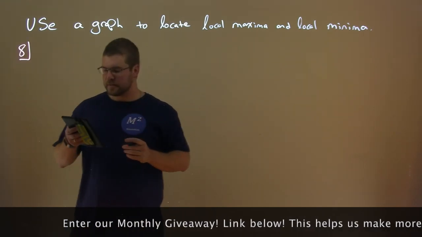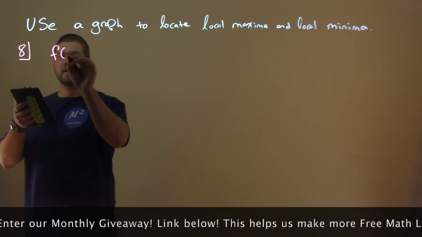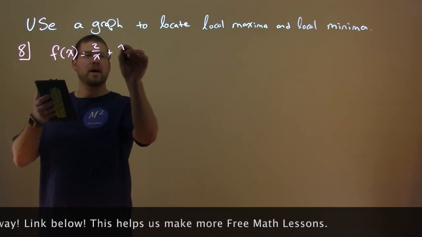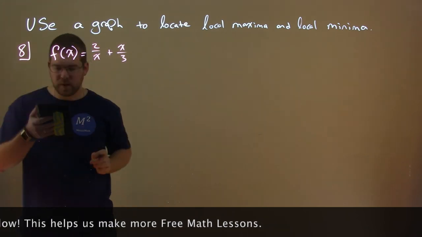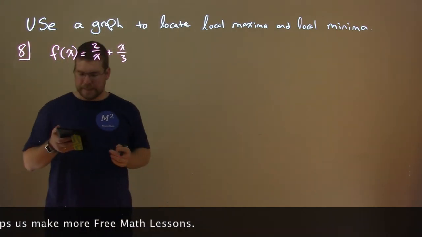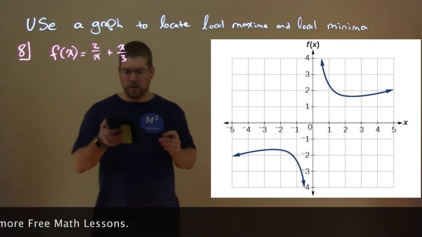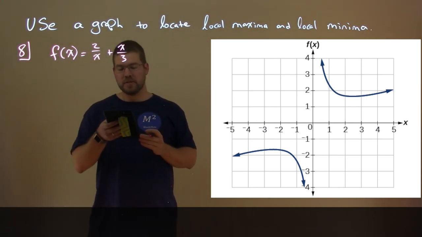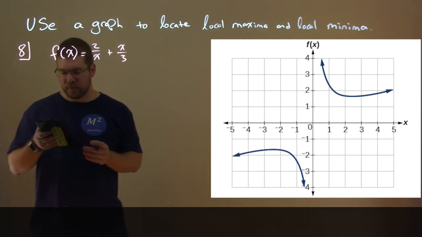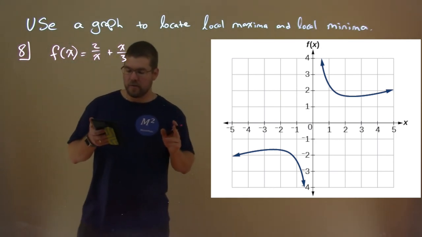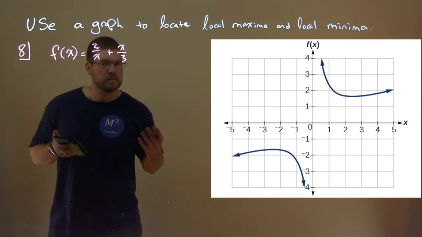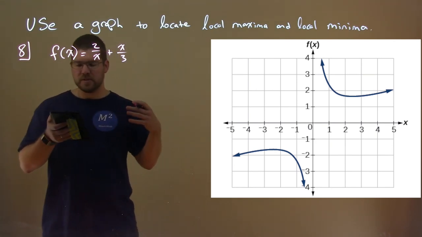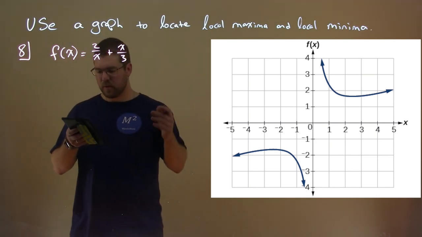Okay, number six, we're given this function, f of x equals 2 over x plus x over 3, and we can graph that function here. We want to use this graph to estimate the local extrema of our function and determine the intervals in which the function is increasing. So again, we're trying to find the local extrema, or to estimate it from the graph, and see where the function is increasing.